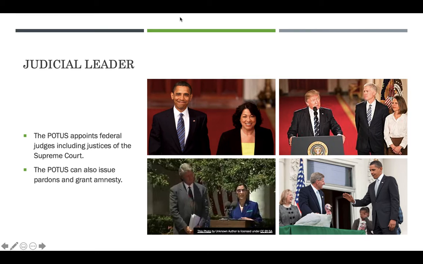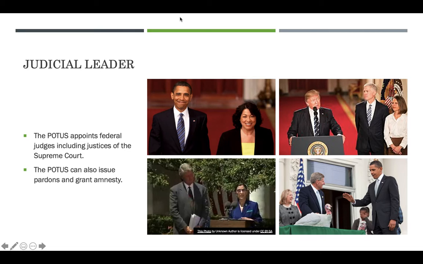So the very fact that the President appoints judges and justices, the very fact that a President has the ability to set aside a verdict in the form of a pardon or amnesty, that definitely makes them judicial leaders. So, the President has pretty broad powers when it comes to the ability to get involved in the judicial branch with their constitutional right to appoint judges and also grant pardons and amnesty. As you see in the bottom right, President Obama doing what has become a tradition on Thanksgiving, pardoning a turkey. It's kind of a cute thing that they do at the White House every year. So they are judicial leaders.